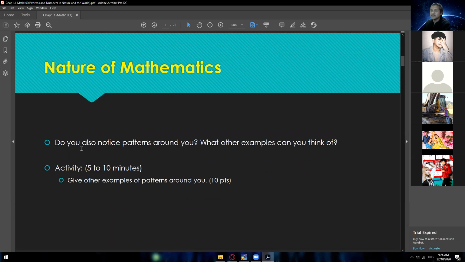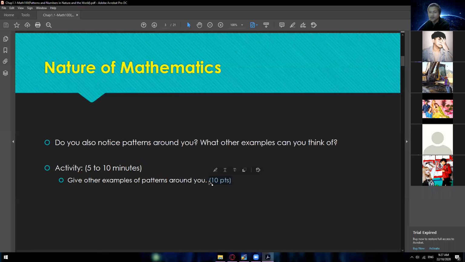So next one is, do you also notice patterns around you? So what other examples can you think of? So I'll only give 2 minutes. Okay? So give other examples of patterns around you. So it says here 10 points. Okay? Pero hindi ko na siya i-rate. So lahat na lang to. Okay? Kung sino may gustong i-share, then share it. Kung ano yung mga patterns na nakikita nyo sa paligid nyo. Anyone?